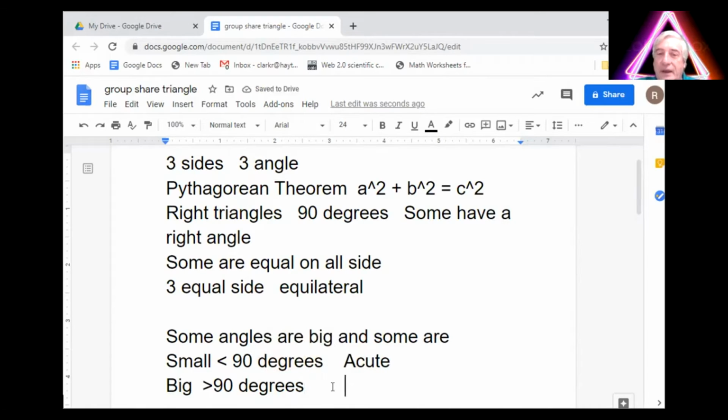What do we call big angles? You've never heard that word? What do we call an angle from chapter 1 that's bigger than 90? We call it obtuse. So what do we call this one? We call this one an obtuse triangle. We have obtuse triangles. We have acute triangles. We have obtuse triangles.